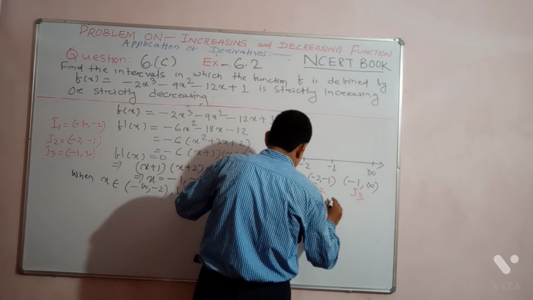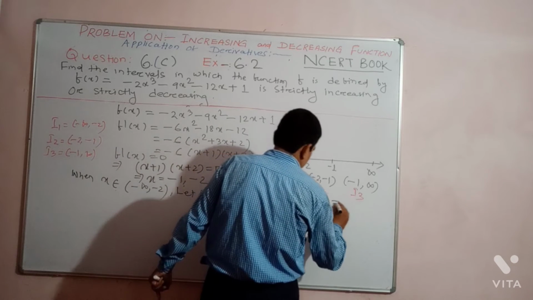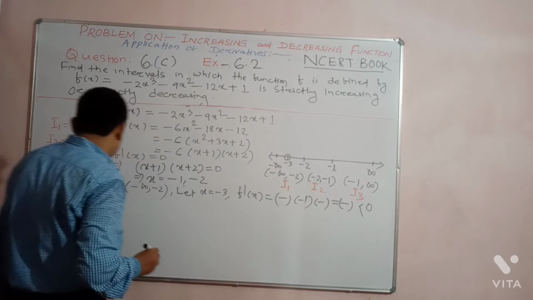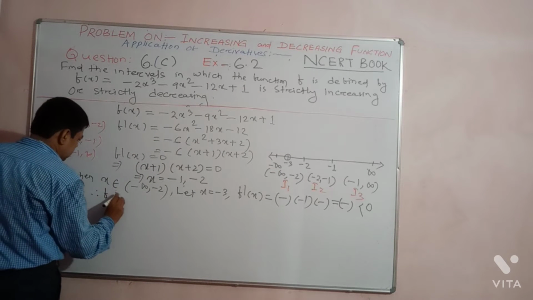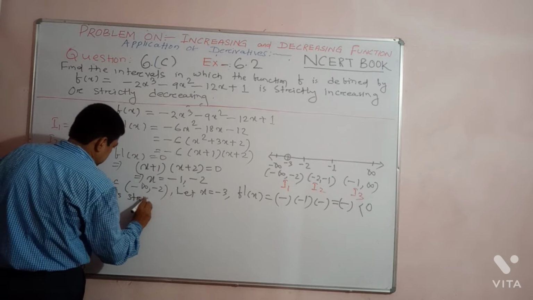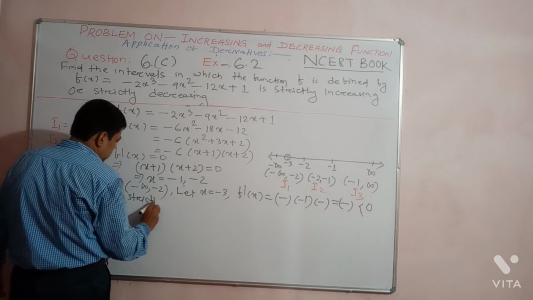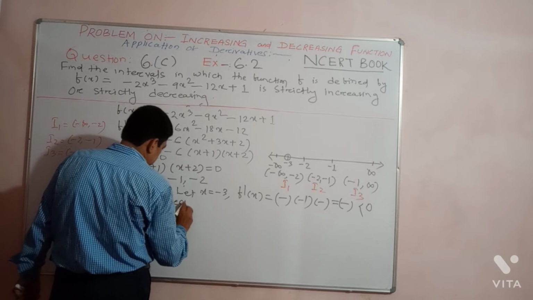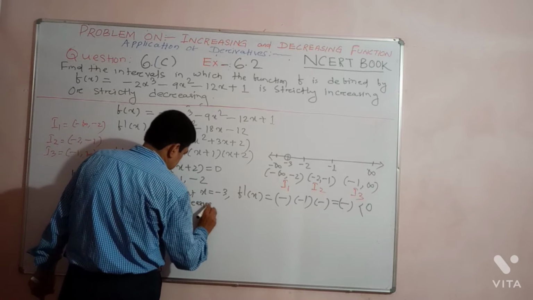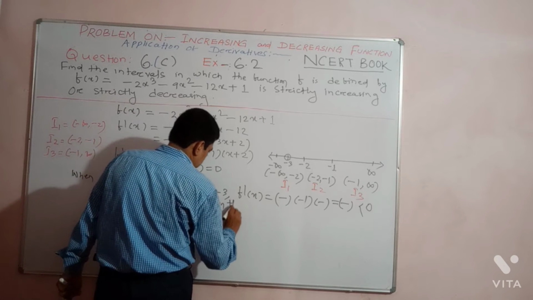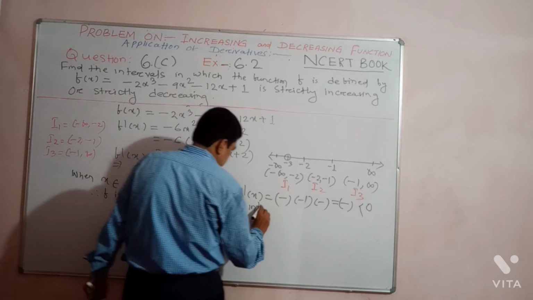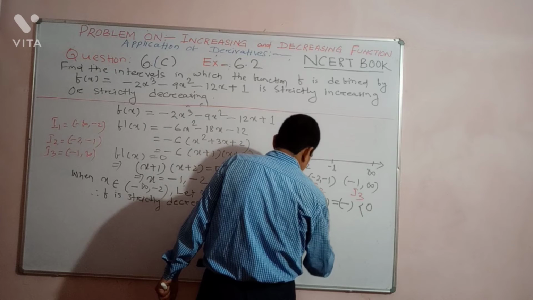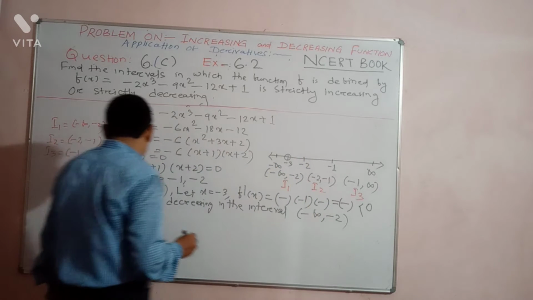So what are you getting here? So this overall sign will be negative, hence f'(x) is less than 0. Thus, if the slope of the function is less than 0, yes or no, the function is a decreasing function, hence f is strictly decreasing in the interval (-∞, -2). Is it clear? Now let's take the second interval.